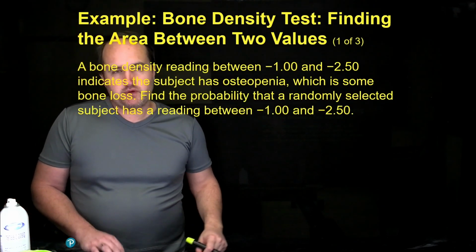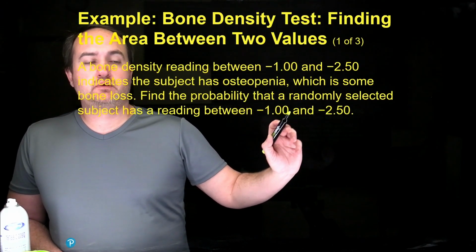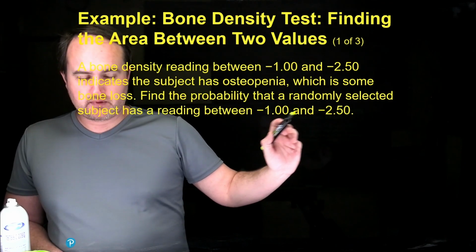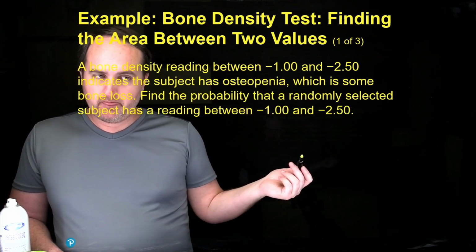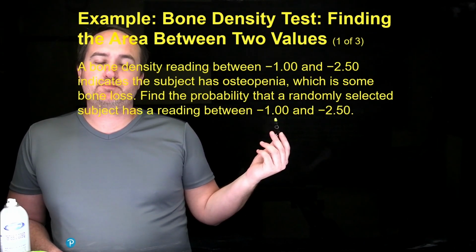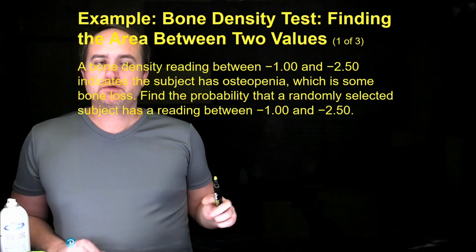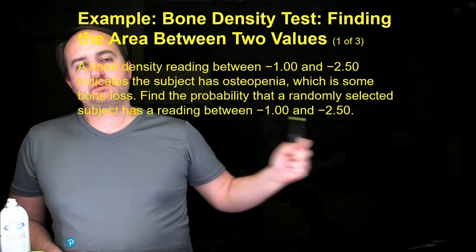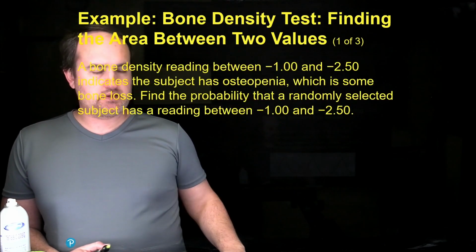So what we can do is we can just think of these as z-scores, which is what they are, and then look up each area in the table. And then, because it's between these two numbers, that's the area in the middle. So we're going to do the larger area minus the smaller area. Okay, so let's see that.